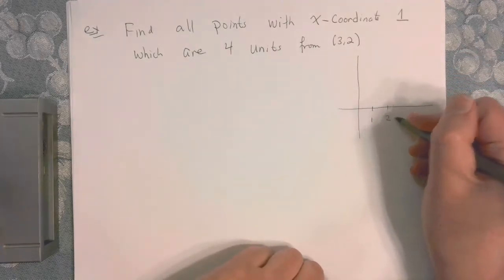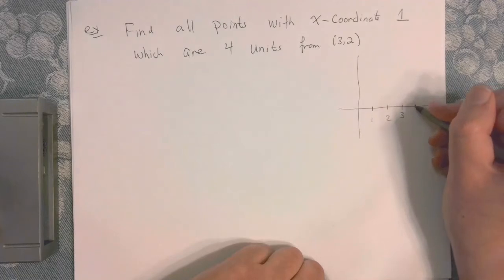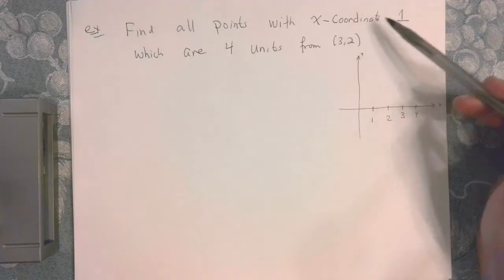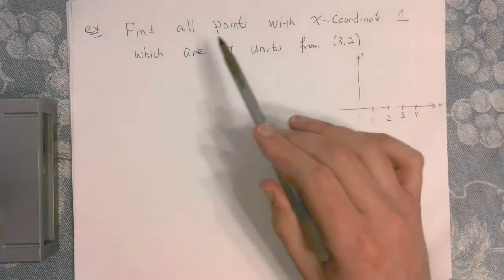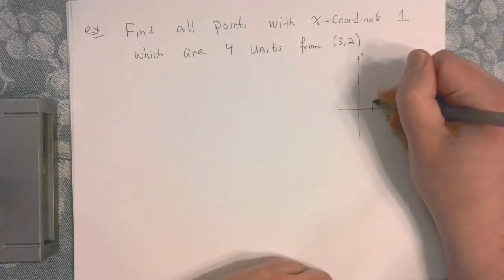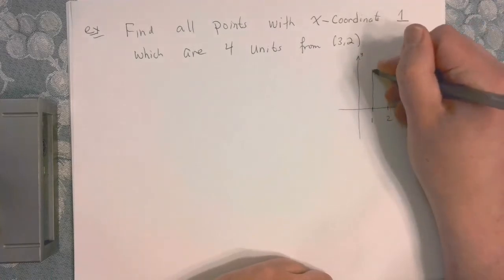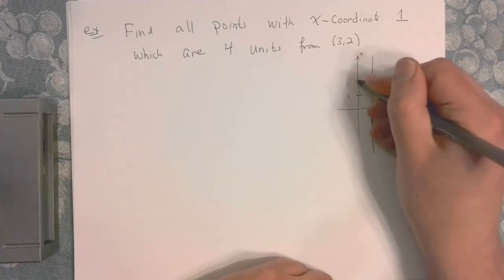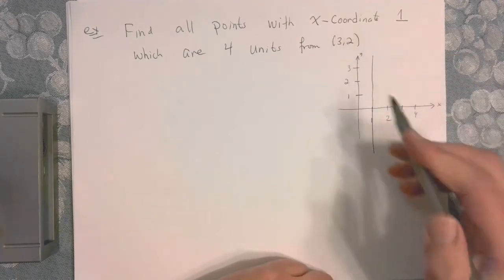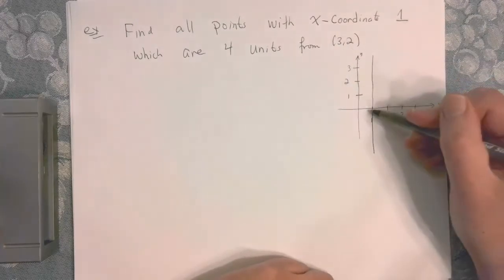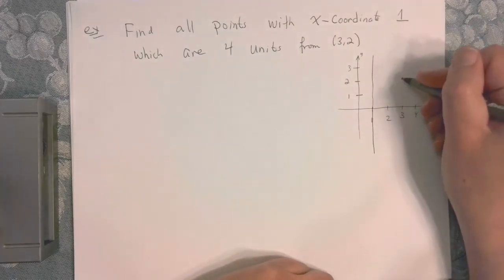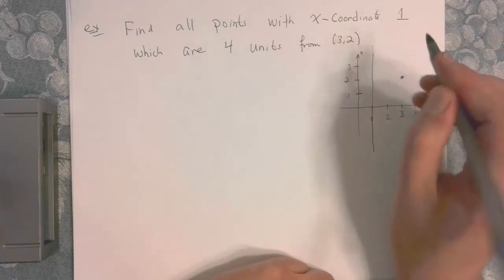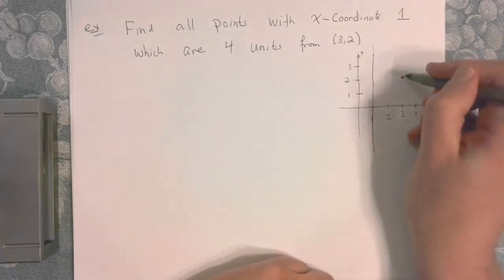Okay, let's say here's 1, 2, 3, 4. So that's x and y. Now, all the points that have x coordinate 1, they live on a line, right? So all the points that have x coordinate 1 should live on exactly this line right here. It's known as the line x equals 1. So let's consider the point (3, 2). And we want all the points that have distance 4, or are 4 units, from this point.